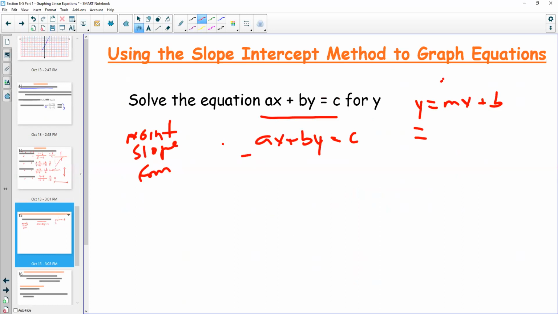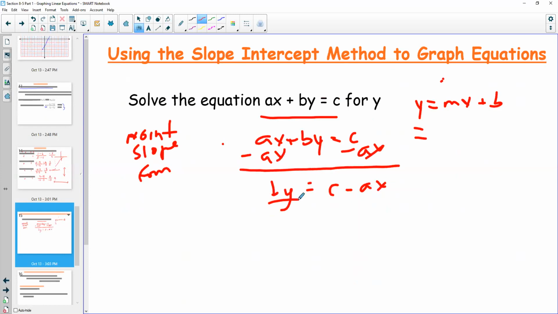So I need to move this guy over, right? Minus ax. So I get by equals c minus ax, and then divide by b. Y equals c minus ax over b. It's not pretty, it just is, right?